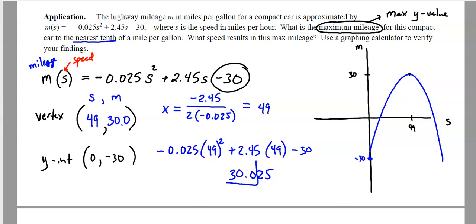And this is just a model probably for if you're driving at the speed limit, because it looks like if you get some speed over there, you're going to start going negative gas mileage, which isn't really possible. So then it says, what speed results in the maximum mileage? So I think that's the 49 that we found. So 49 would be the speed. 49 miles per hour. That's our S value. And our mileage is 30 miles per gallon.